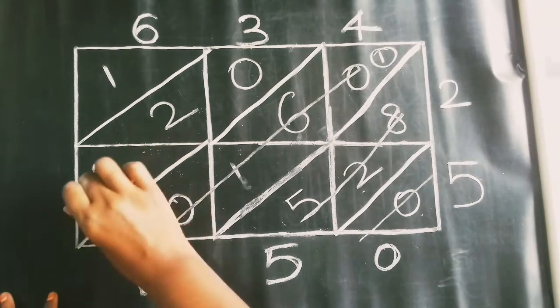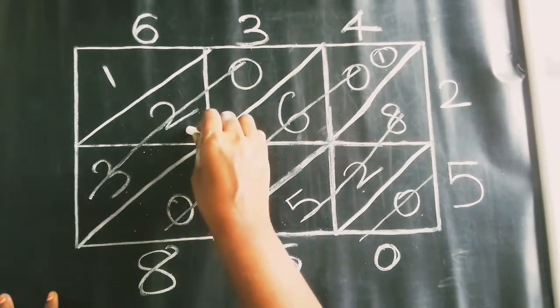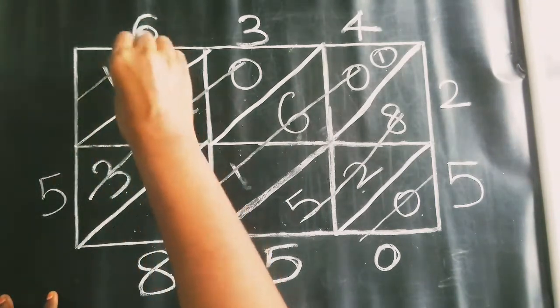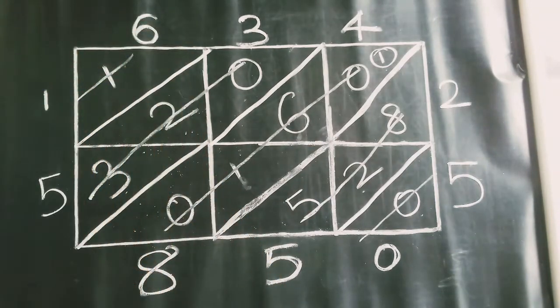Next diagonal is here. 3 plus 2 is 5, 5 plus 0 is 5. So write 5 over here. Next only 1 is there, so write 1. So we are done with the multiplication part.